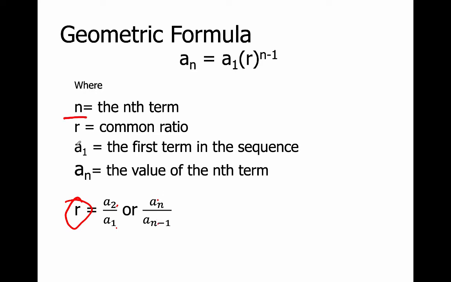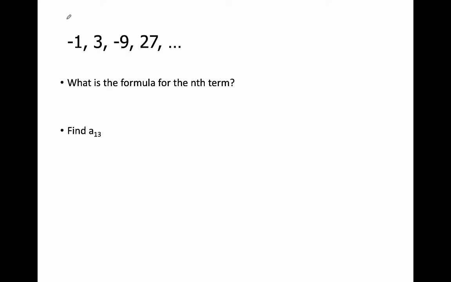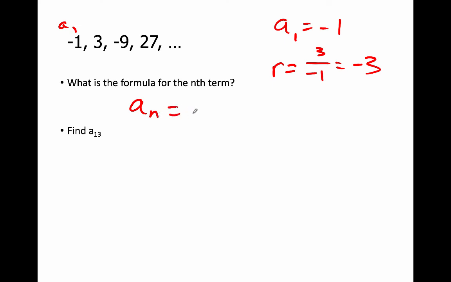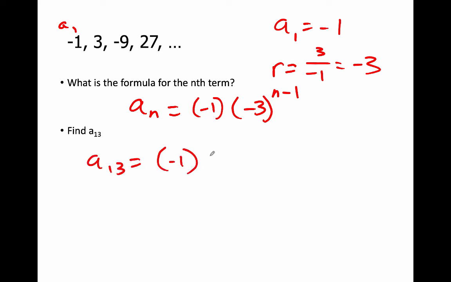So again, a sub n is the value of the nth term, r is the common ratio, and a1 is the first term. What is the formula? I get a1 is negative 1. The ratio is the second term divided by the first term. Remember, we're reversing the idea of multiplication. Notice these can fluctuate back and forth between positives and negatives. So I get a sub n equals the first term times the common ratio raised to the n minus 1. Watch your order of operations here. You must do exponents before multiplication. A sub 13 equals negative 1 times negative 3 to the 13 minus 1, or 12th.